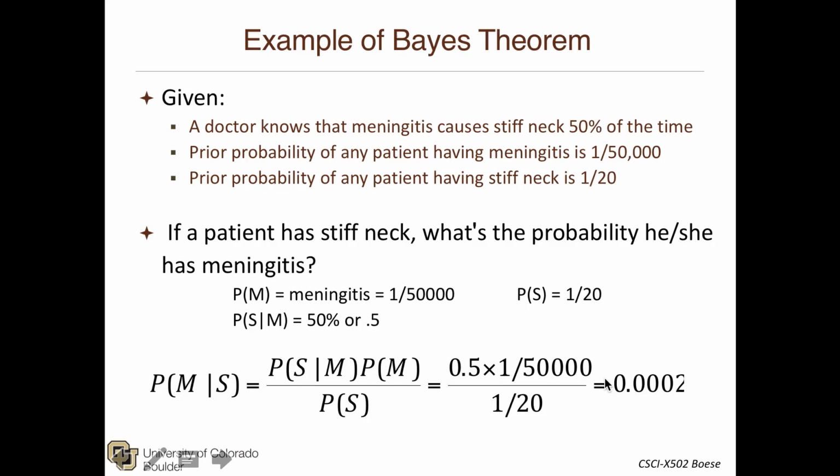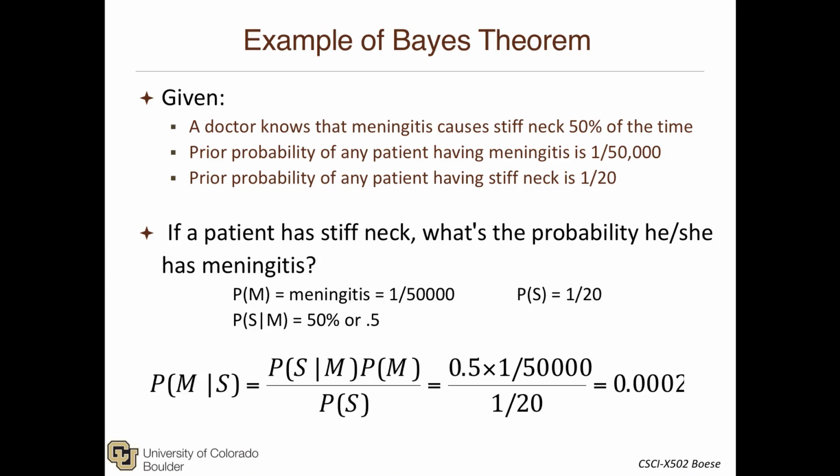So let's look at an example. This is Bayes' theorem specifically, not necessarily the classification. So here we have a doctor. We know that meningitis causes a stiff neck 50% of the time. So that's one of the symptoms. And we have a prior probability of any patient getting meningitis, and it's 1 in 50,000. And the prior probability that a patient having a stiff neck is 1 in 20. So if we have a patient who has a stiff neck, what's the probability that he or she has meningitis?